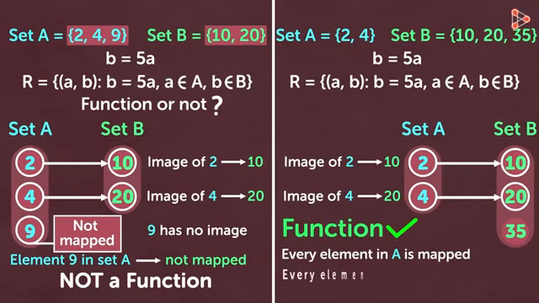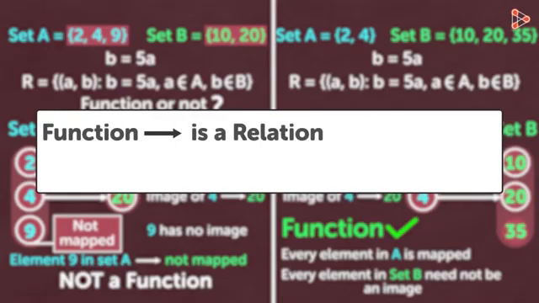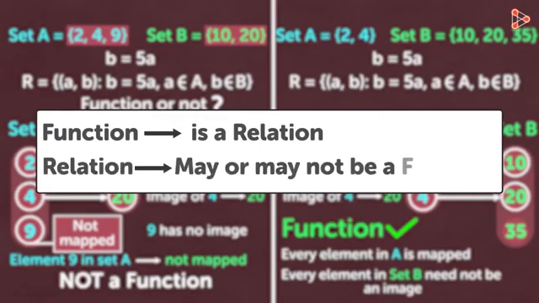This is because every element in set B need not be an image of an element in set A. The only condition for the relation to be a function is that every element in set A has one and only one image in set B. These were some examples to identify if a relation can be a function. So we can say that every function is a relation, but a relation may or may not be a function.